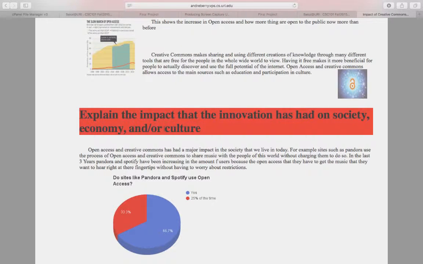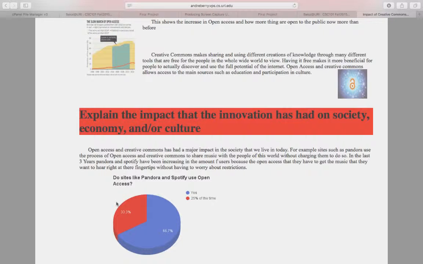My other question is: explain the impact that the innovation has had on society, economy, or the culture. It has had a big impact on society today. For example, Pandora uses open access and Creative Commons to share music with the people of its world without charging them to do so. In the last 3 years, Pandora and Spotify have been increasing in the amount of users because of the open access that they have to get the music that they want to hear right at their fingertips without having to worry about restrictions.